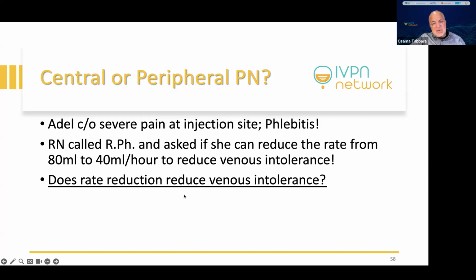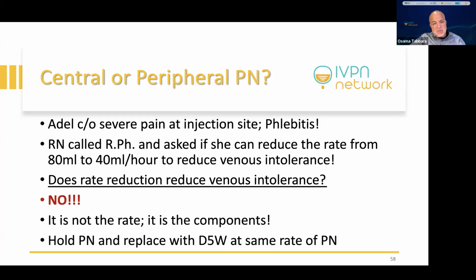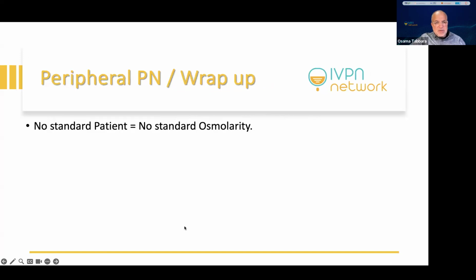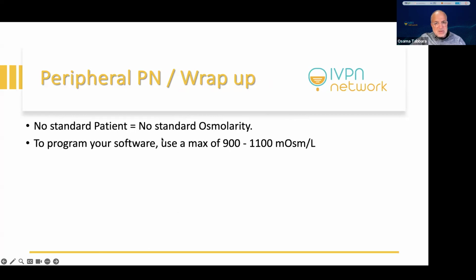So it's not really the rate that is impacting phlebitis, it is the concentration, it is the osmolarity of various nutrients, and it is really the potassium and calcium, which are the main culprits because they are physically irritant in nature and contribute to phlebitis. So the answer is no, it's not the rate, it is the components. What we recommend here, we hold parenteral nutrition and replace it with D5 water at the same rate as the parenteral nutrition. So, to wrap up, there is no standard patient, which means there is no standard TPN or no standard osmolarity.